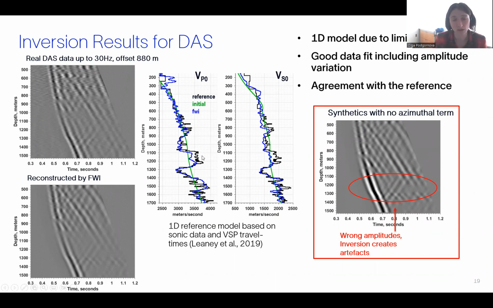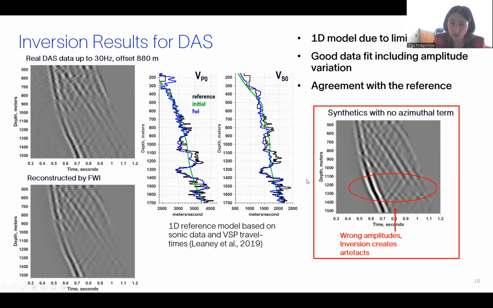Sonic data had certain issues with this well. The black curve is a reference model, which is constructed based on sonic and VSP travel times. Green is the initial model which we started with, and blue is the model reconstructed by FWI for compressional and shear velocities. For this level of frequency, this is a reasonably good fit.